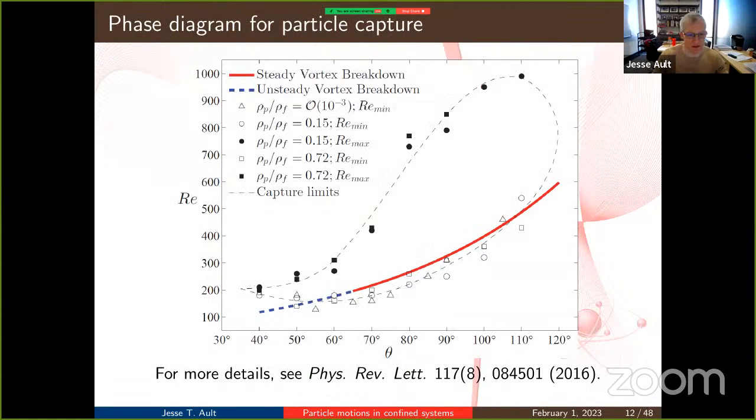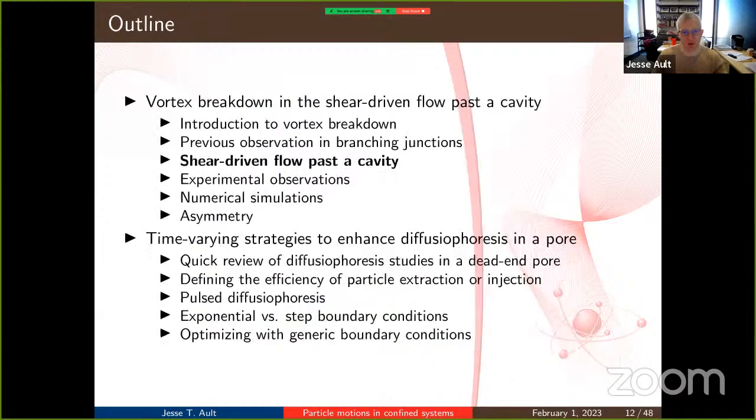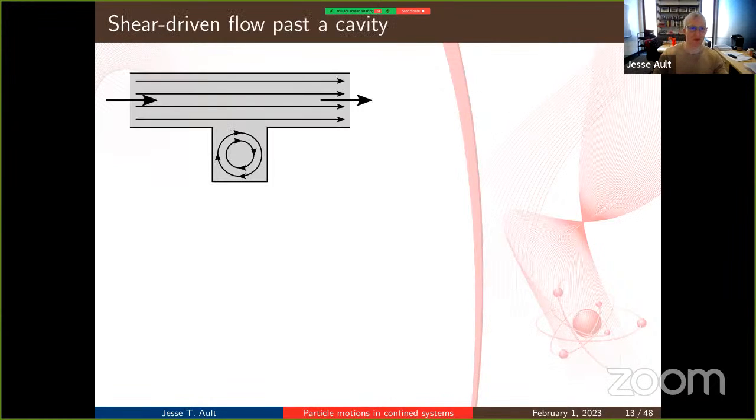So this is just back from those previous results. What I did was look at varying the geometry and Reynolds number to try to figure out some kind of capture regime. And then we showed that this matched the simulation results for when vortex breakdown occurs. So again, this is just motivation for this shear-driven flow past the cavity problem.